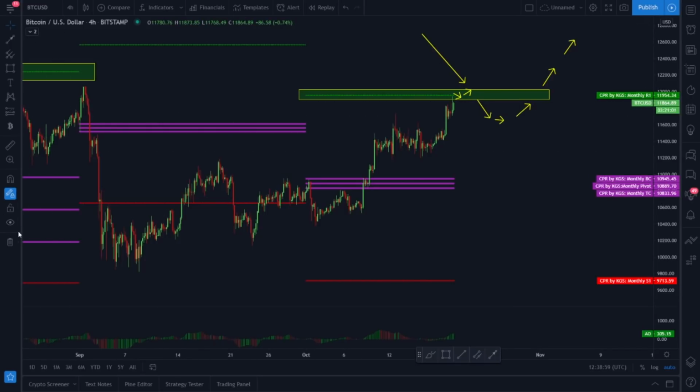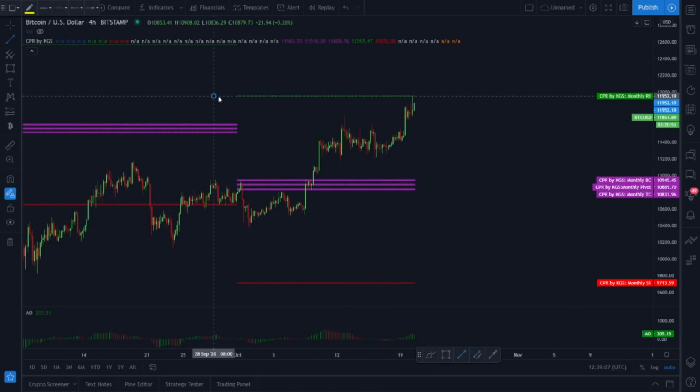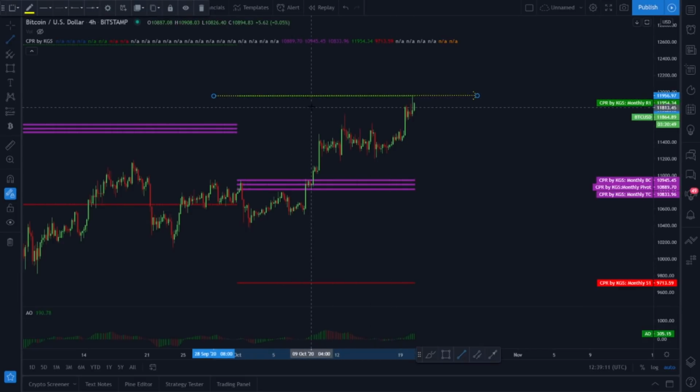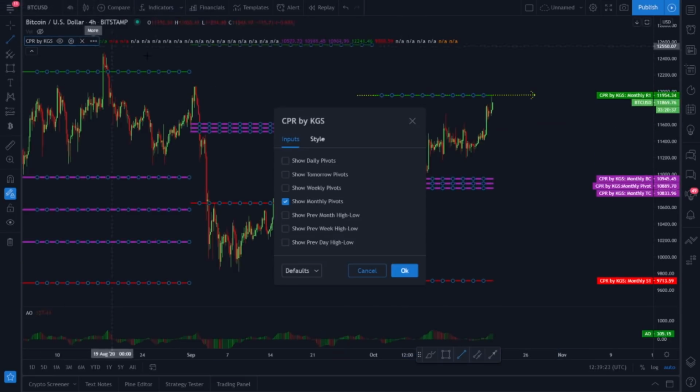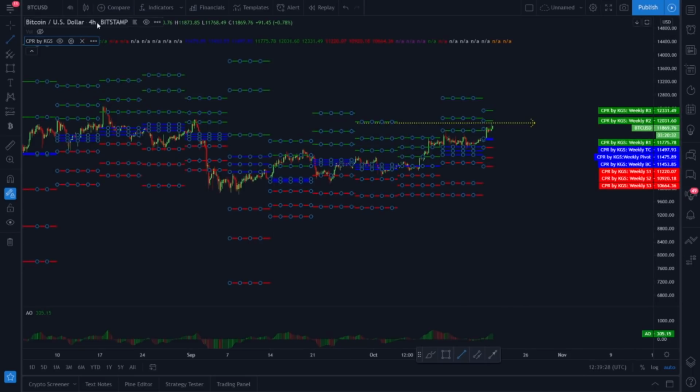And if we switch the CPR to the weekly CPR, guys, let's make it a bit easier to understand. Okay guys, let's draw a line here, because we know now this is the monthly R1 level and the price has already reached the monthly R1 level, which is acting as a resistance. And now what we are going to do is hide the monthly pivots and look only at the weekly pivots. So what can we see?